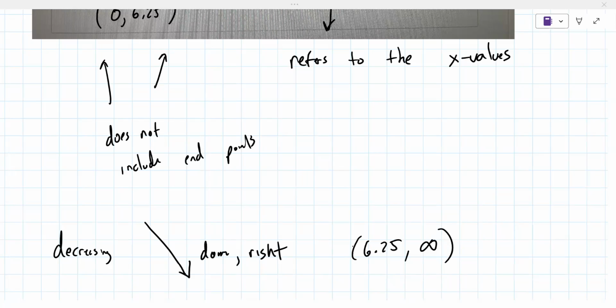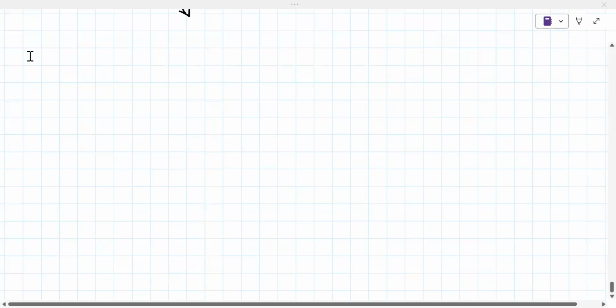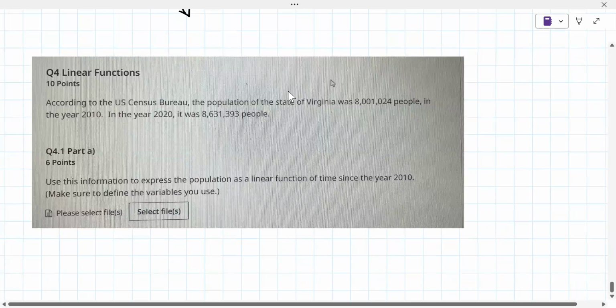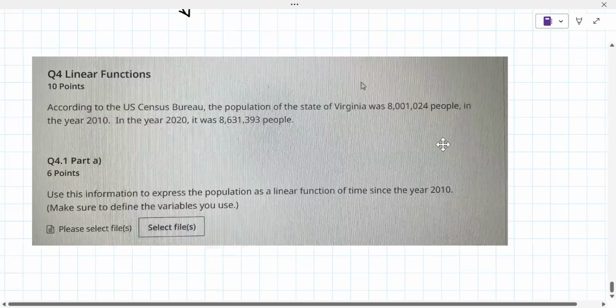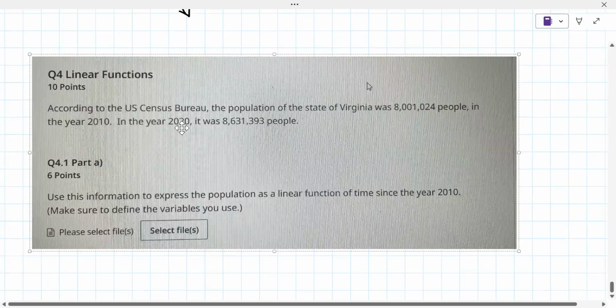Maybe that was in another email here. Okay, so we're up to question 4 now. Does that look right to you? Yes. All right, so linear functions. This one's a submit a file. According to the US Census Bureau, the population in the state of Virginia was this many people in the year 2010. In the year 2020, it was 8,600,000 more people. Lots of people. Use this information to express the population as a linear function of time since the year 2010.